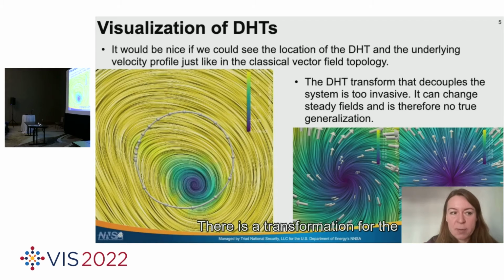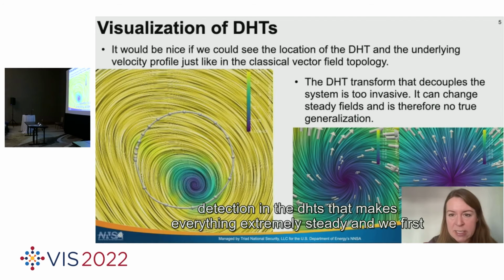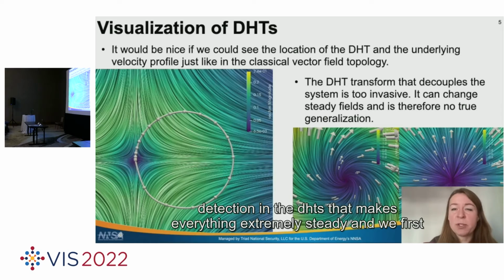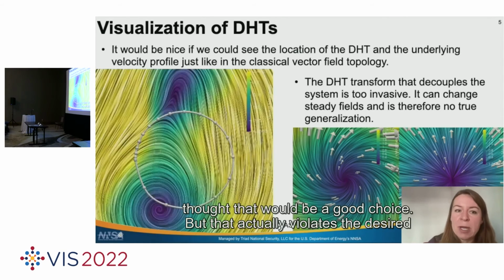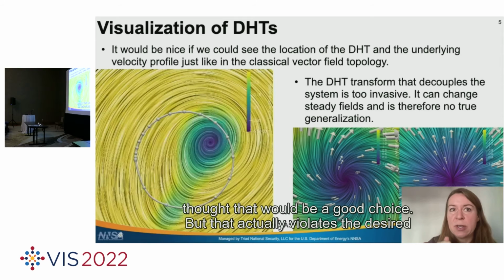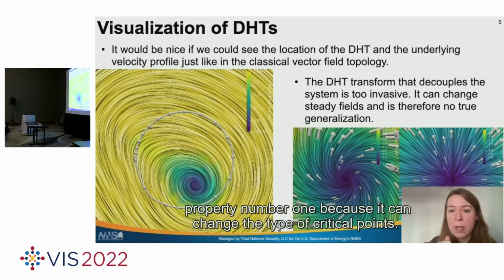There is a transformation for the detection of the DHTs that makes everything extremely steady, and we first thought that would be a good choice. But that actually violates the desired property number 1, because it can change the type of critical points.